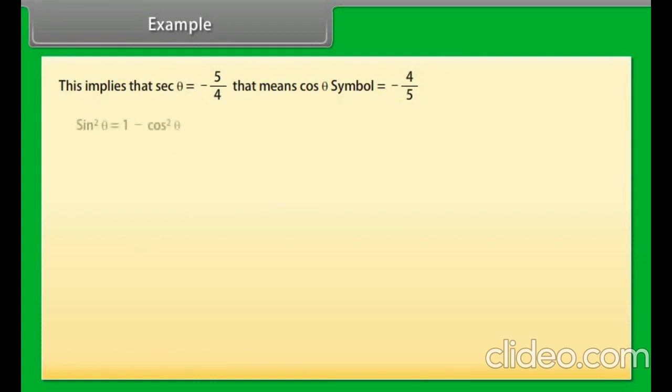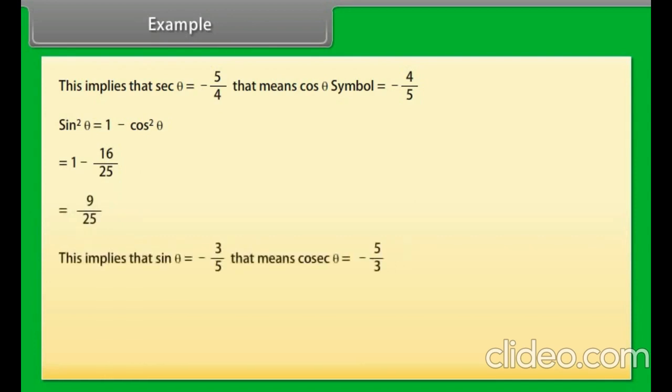Sin² θ = 1 − cos² θ = 1 − 16/25 = 9/25. This implies that sin θ = −3/5. That means cosec θ = −5/3.